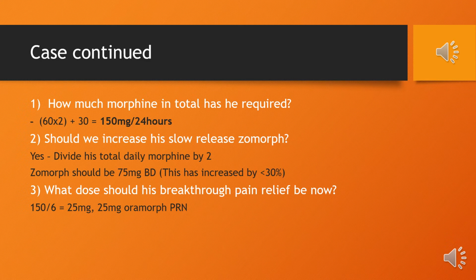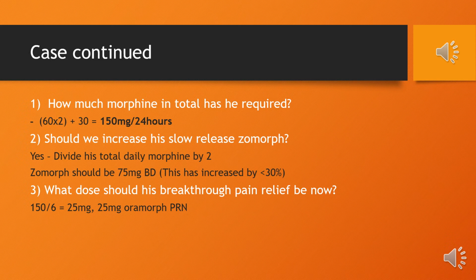Now I've written that this has increased by less than 30%, which I'm not sure is accurate. It might be exactly 30%. But the reason I've written that in there is because guidelines state that you should only increase by up to 30% in one go, and if they're still requiring more, you will increase it sort of 3 days later, because there's this debate about shortening somebody's life rather than treating the pain, because morphine does suppress the breathing reflex as well, hence why we use it for breathlessness.